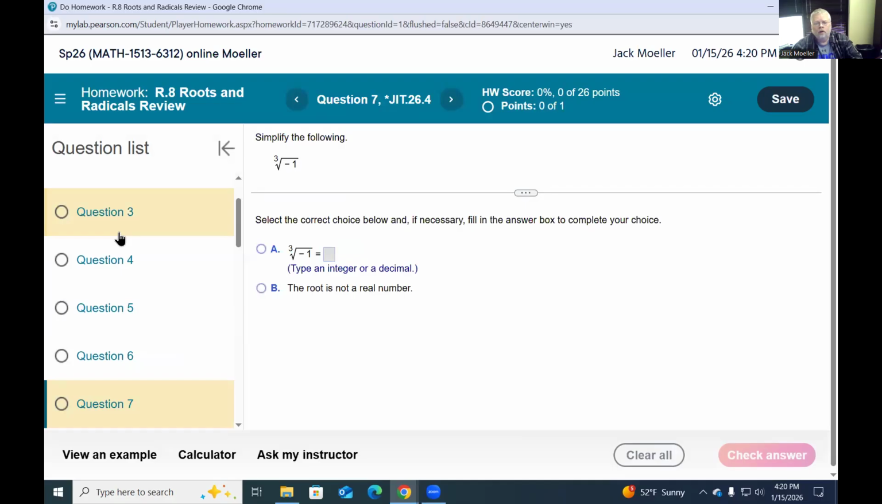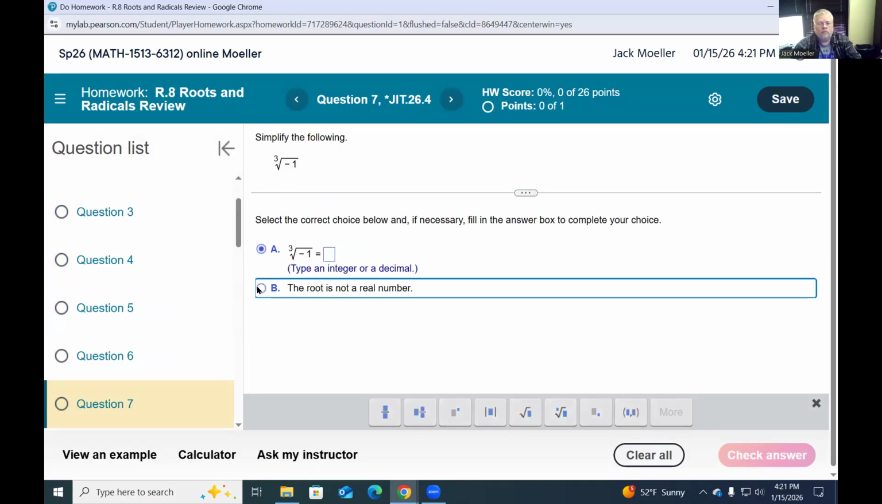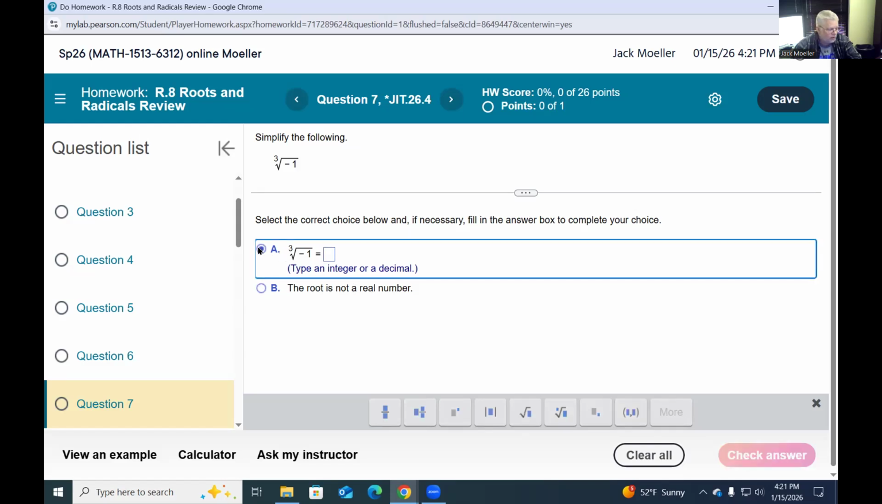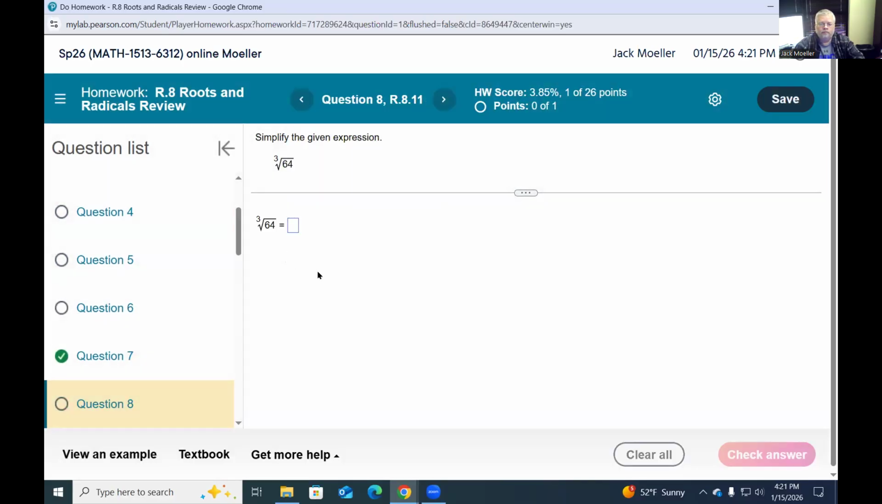This is all right. So then going through, you're going to have some square roots to simplify and some cube roots to simplify. Again, they're going to give you that option of A or B: is this an actual numerical answer or is it not a real number? Remember, we can take odd roots of negative numbers. We can't take even roots of negative numbers to get a real number. So if this was the square root of -1, then the answer would be not a real number. Since this is a cube root, -1 times -1 times -1 is -1, so we can get a negative. We can have negatives inside the radicals for odd roots.